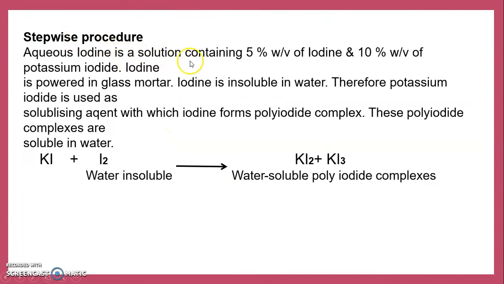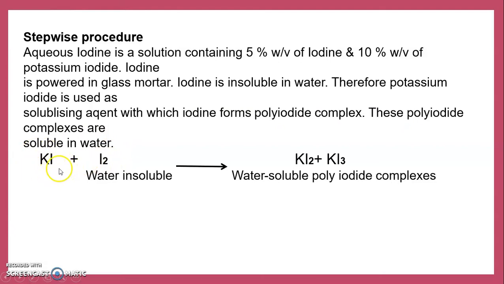Aqueous iodine solution containing 5% weight by volume of iodine and 10% weight by volume of potassium iodide. Iodine is powdered in a glass mortar. First we have to powder our iodine in a glass mortar. Iodine is insoluble in water. Therefore, potassium iodide is used as a solubilizing agent, with which iodine forms the polyiodide complex. These polyiodide complexes are soluble in the water.